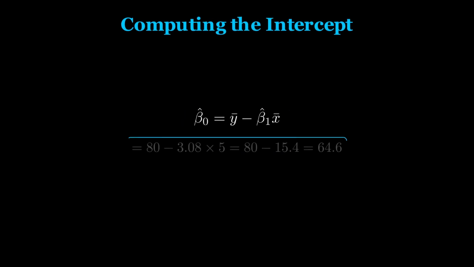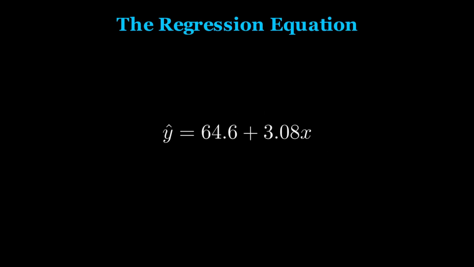Step 3, the intercept. Beta hat 0 equals y bar minus beta hat 1 times x bar. That's 80 minus 3.08 times 5, which equals 64.6. The estimated regression line is y hat equals 64.6 plus 3.08x. This is the best fitting line through our 5 data points.